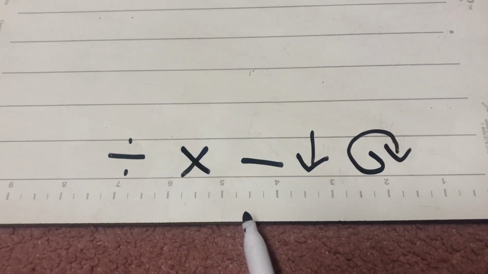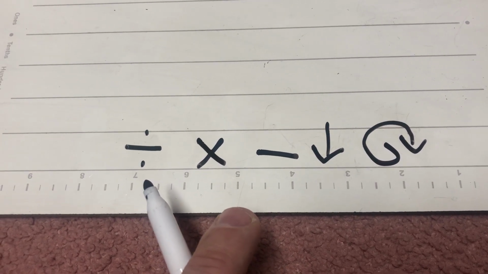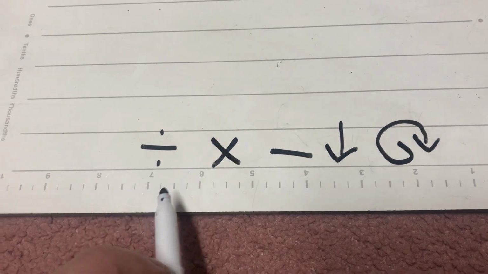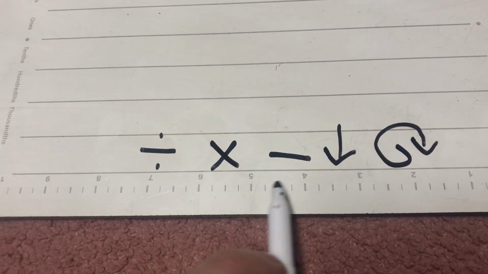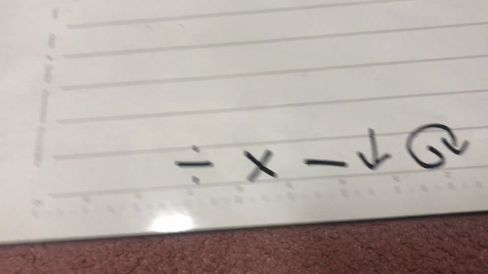But if you need to right now, pause it, write this down. This is going to be a very important process throughout chapter 6. This idea of divide, multiply, subtract, bring down, start over.